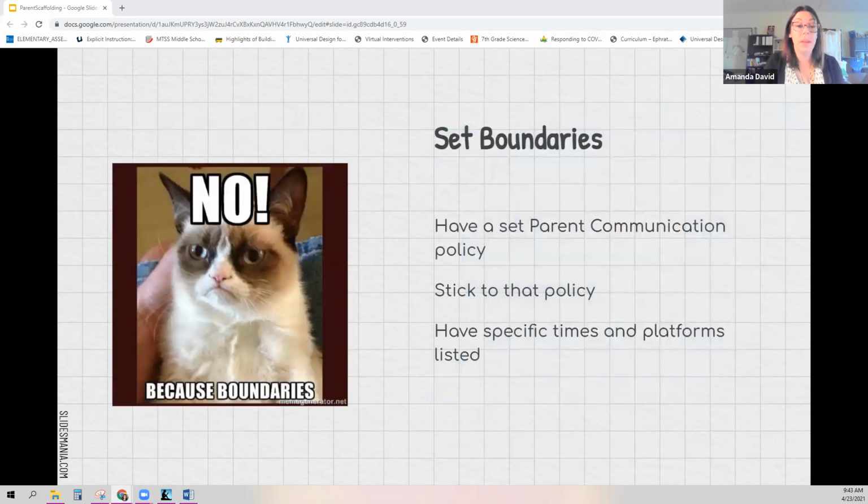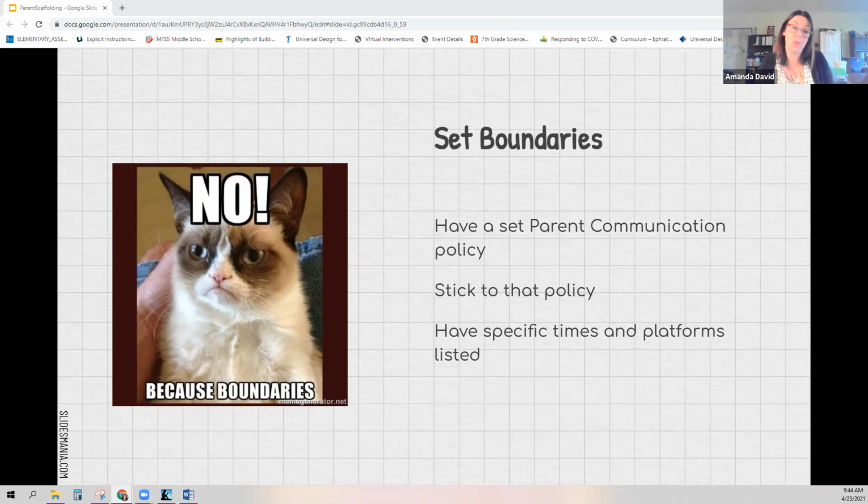When we talk about setting boundaries, basically it's to ensure that you are not being bogged down and being inundated with communication, feeling like you are drowning. So first and foremost, have a set parent communication policy. This is something that you would share out with your parents at the start of the year, and stick to it. Do not deviate from your plan.